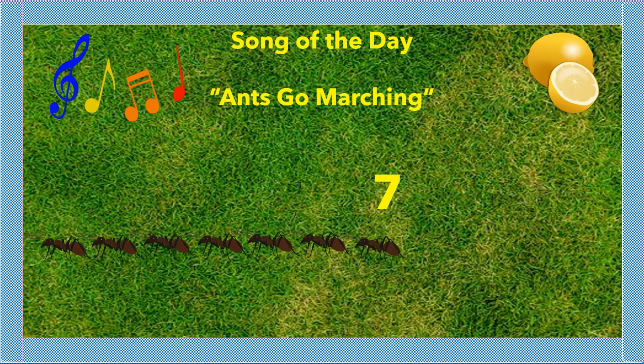The ants go marching seven by seven. Hurrah! Hurrah! The ants go marching seven by seven. Hurrah! Hurrah! The ants go marching seven by seven. The little one stops to eat a lemon. And they all go marching down to the ground to get out of the rain. Boom, boom, boom, boom, boom, boom, boom, boom, boom.